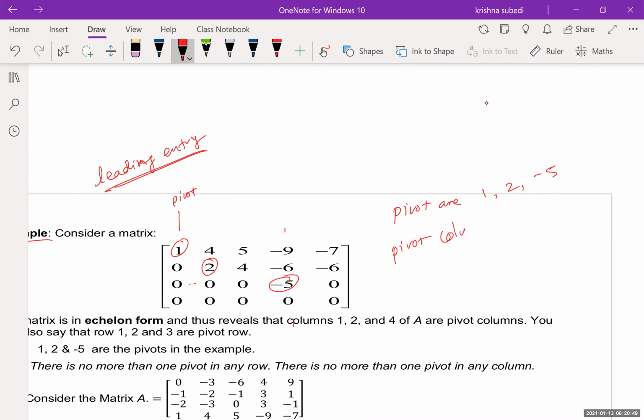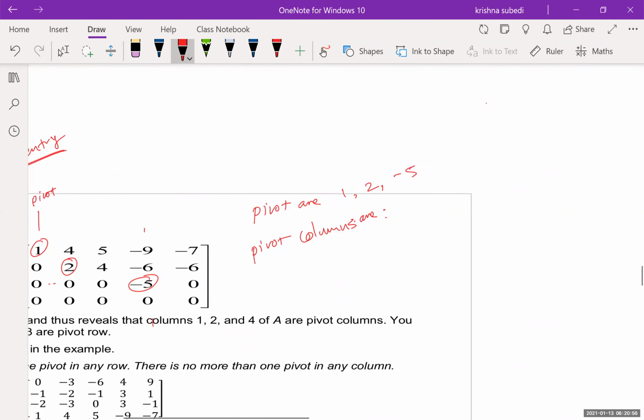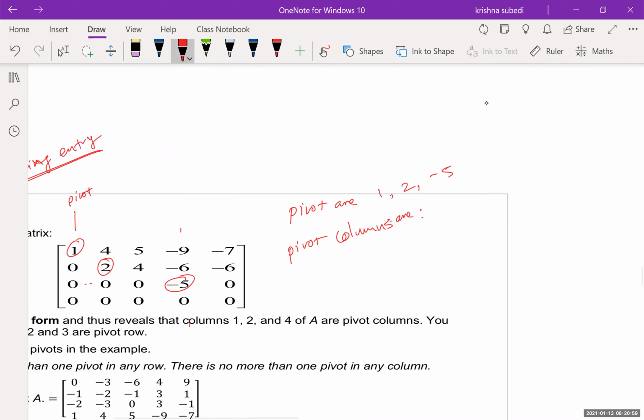Pivot columns. What are the pivot columns? Column number 1, the first column is a pivot column, as you can see. Column 1, column 2, and column 4. They are the pivot columns. And what are the pivot rows? The rows that have a pivot. Pivot rows are row number 1, row number 2, and row number 3. So they are pivot rows.